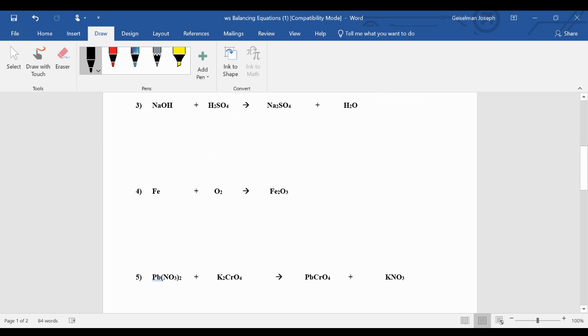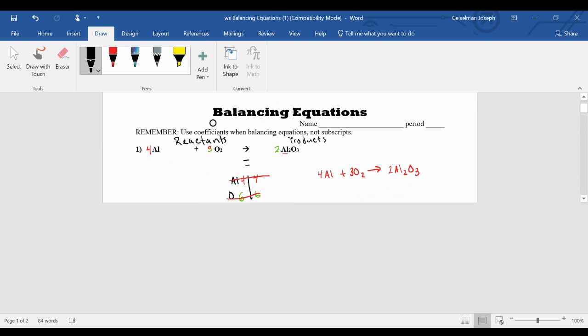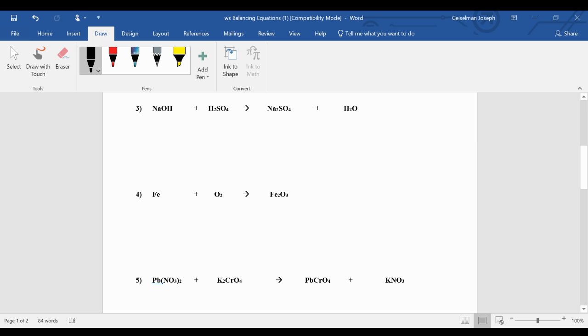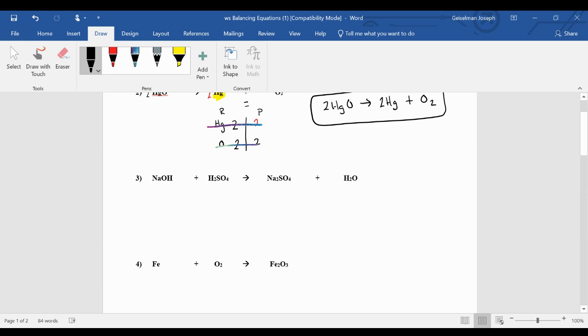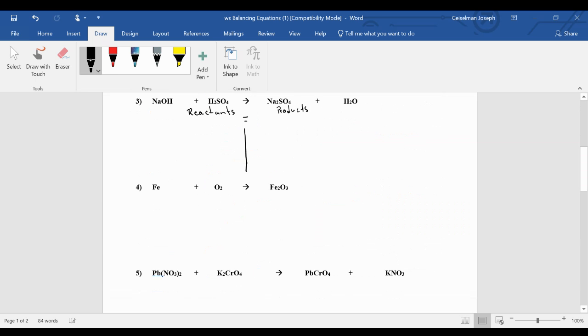Number 3, now we're getting into some bigger ones. So again, we have our reactants and our products. Our products are over here, reactants are over here. We can set up our little line: sodium, oxygen, hydrogen, sulfur. Those are the 4 elements that are on either side.